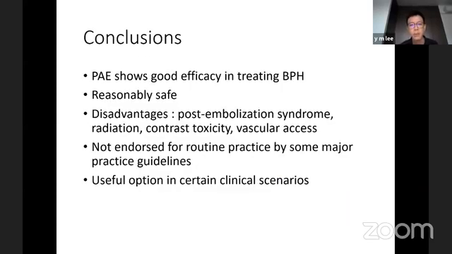So in conclusion, PAE shows good efficacy in treating BPH, although we would like to see better quality studies, especially randomized controlled trials. It has been shown to be reasonably safe with a low complication rate. And although there are disadvantages, which I mentioned earlier, such as post-embolization syndrome, radiation, and also not forgetting contrast toxicity during the angiographic procedure, it is something that we should keep an open mind about. And even though it's not been endorsed by some of the major organizations in their practice guidelines, I think that it is a useful option in certain clinical scenarios.